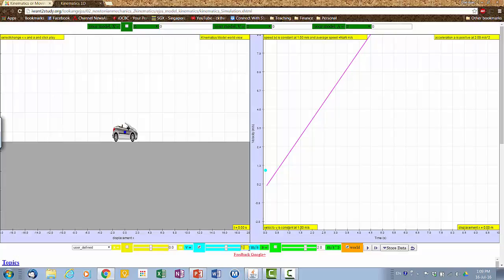Let's plot for the same starting velocity, but this time the acceleration is only 1. As you can see, the car is still changing its velocity, getting faster and faster, but it changes at a slower rate as compared to 2. So this would be the pattern. Let's just store the data, and we'll do it for 3. Same thing, we have the same starting velocity, but we do it for a value of 3.